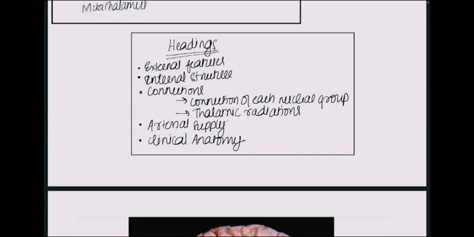Now, we will discuss thalamus under the following headings. First, we will look at the external features of thalamus, then the internal structures. After that, we will discuss about the connections of thalamus. This will be described under two headings: the connections of each nuclear groups of thalamus as well as the thalamic radiations. Finally, we will look at the arterial supply of thalamus and the clinical anatomy.